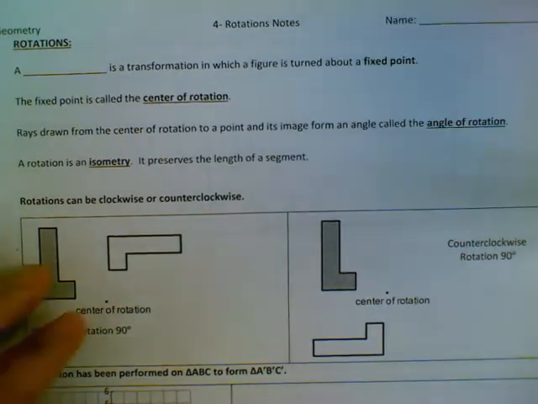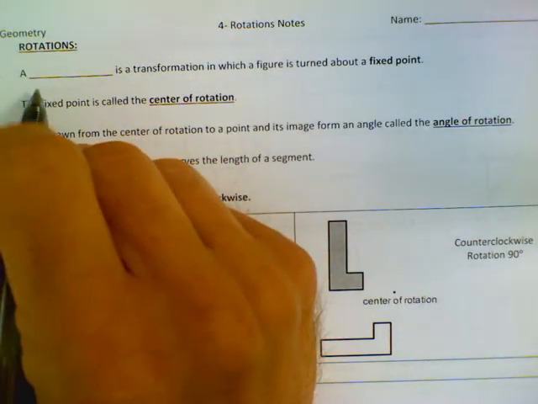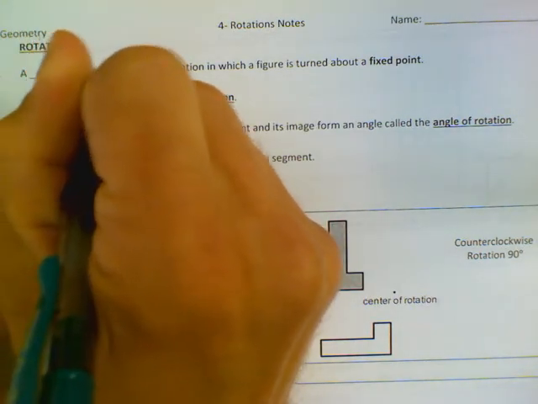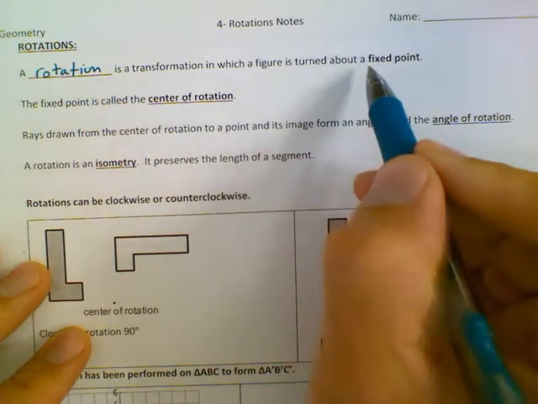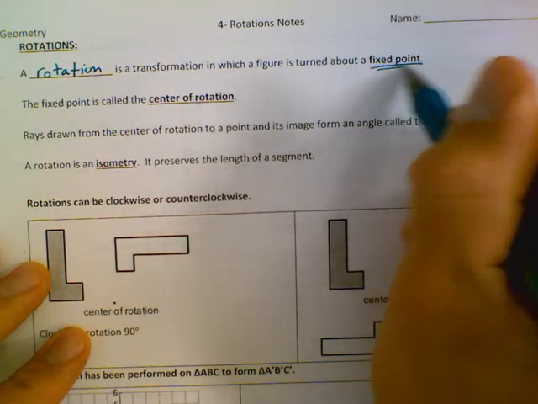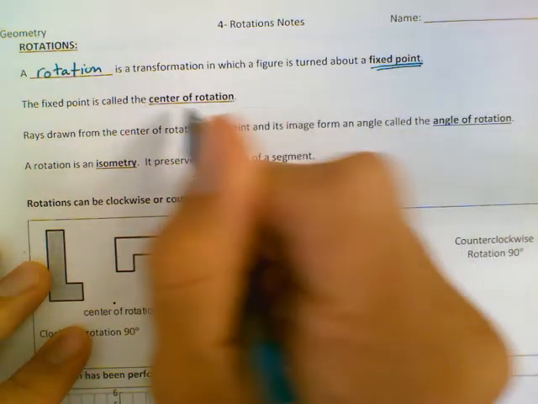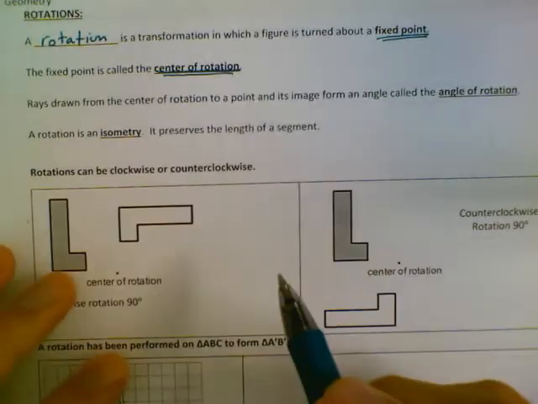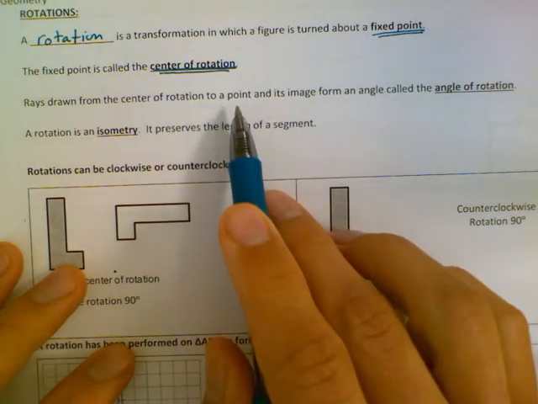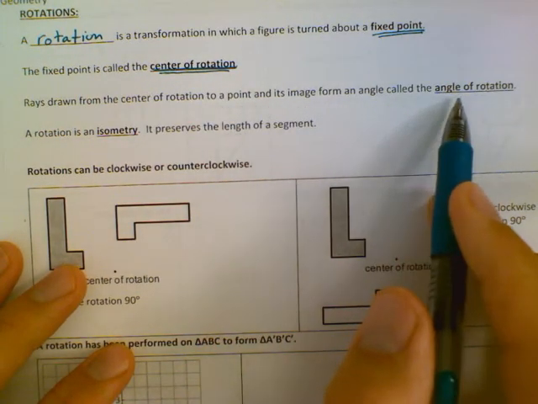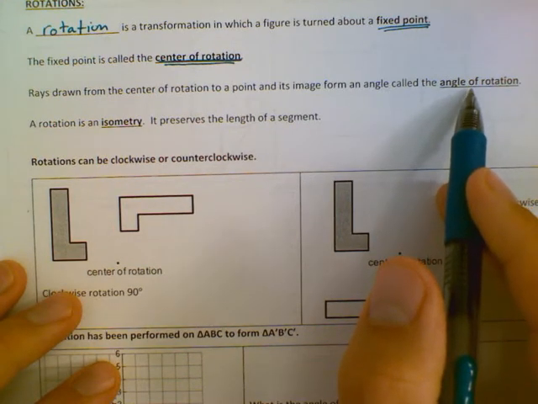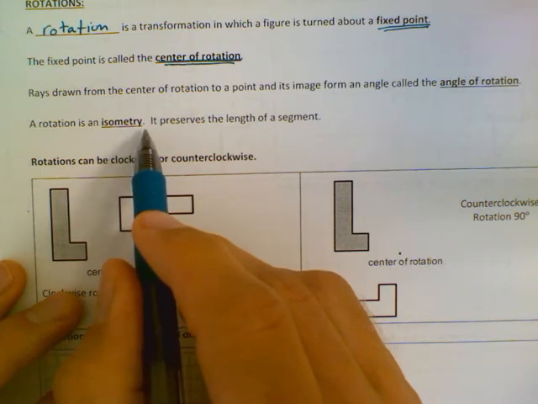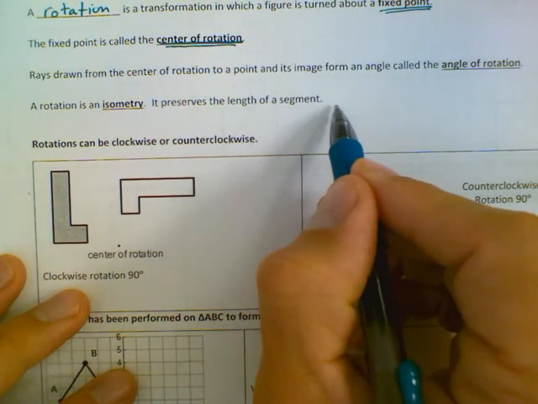Okay? A rotation is a transformation in which the figure is turned about a fixed point. That fixed point is called a center of rotation. Rays drawn from the center of rotation to a point in its image form an angle called the angle of rotation. And a rotation is a type of isometry which preserves the length of a segment.